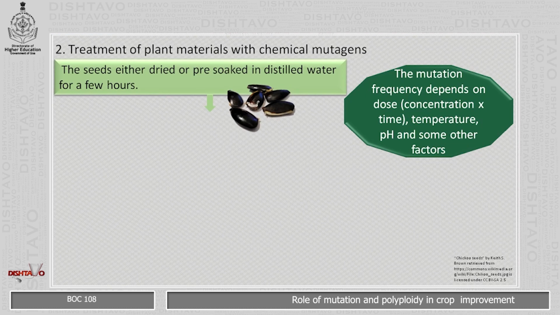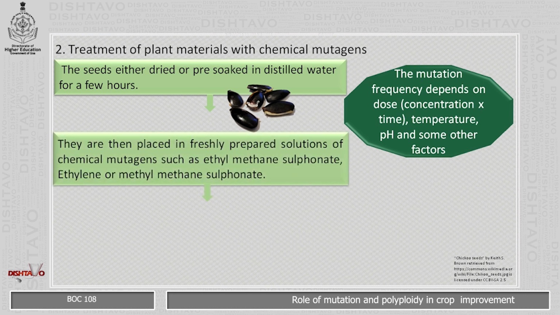The seeds are usually dried and pre-soaked in distilled water for a few hours because it has been observed that seeds which are not soaked do not give good results as compared to the seeds which are soaked in distilled water for a few hours before the treatment. These seeds are then placed in freshly prepared solutions of chemical mutagens. Chemical mutagens which are usually used are ethyl methane sulfonate, ethylene imine or methyl methane sulfonate.